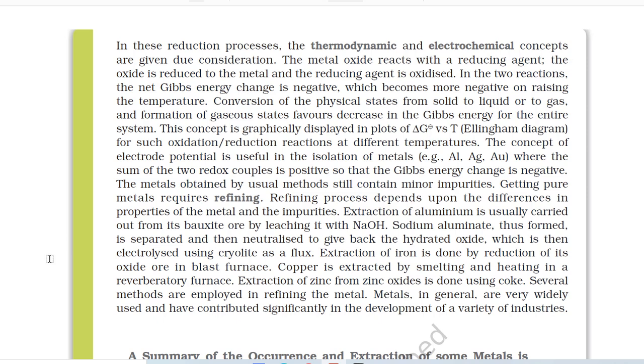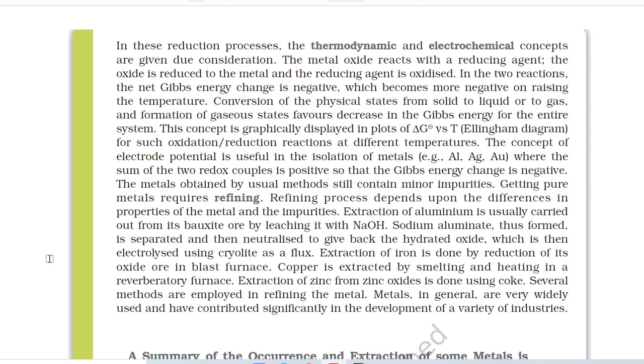The concept of electrode potential is useful in the isolation of metals, for example aluminium, gold, silver, where the sum of the two redox couples is positive so that the Gibbs energy change is negative. The metals obtained by usual methods still contain minor impurities. Getting pure metals requires refining. The refining process depends upon the differences in properties of the metal and the impurities.